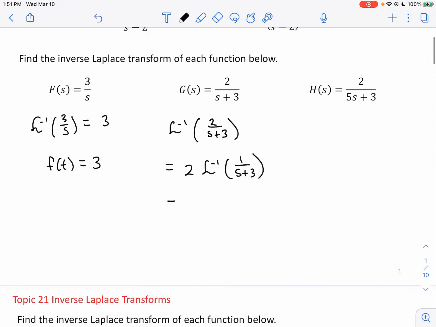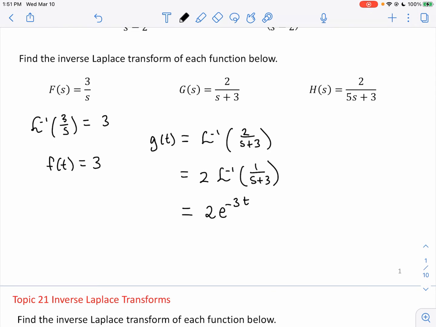And now we can do the inverse Laplace of 1 over s plus 3. That's going to be e to the negative 3t. So we get 2e to the negative 3t. And if we wanted to call this a function, we'll call this little g. Little g of t is the inverse Laplace transformation of 2 over s plus 3. And that takes us to 2e to the negative 3t.